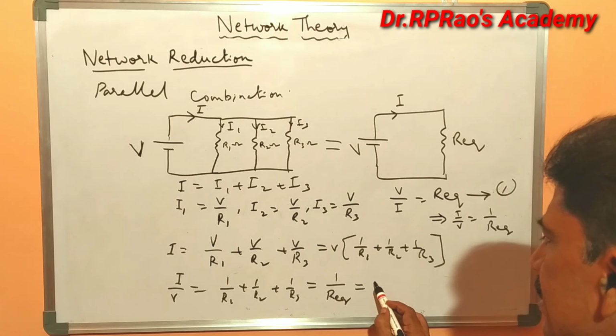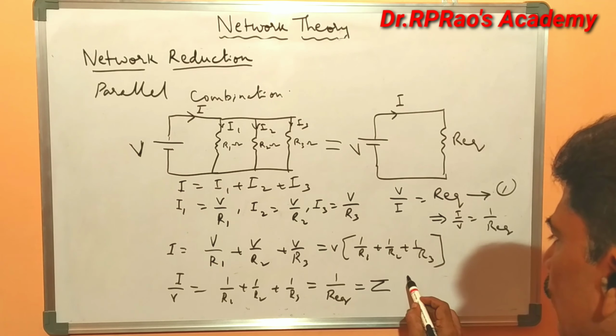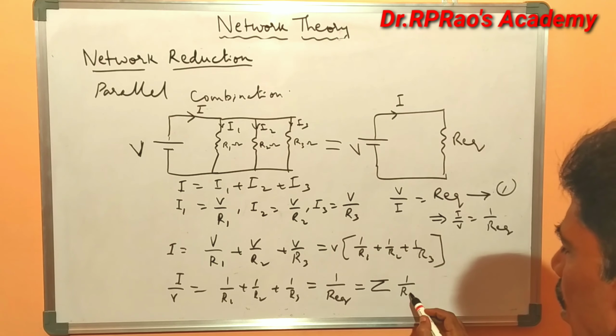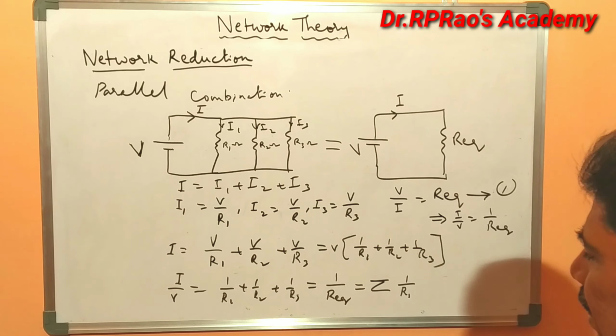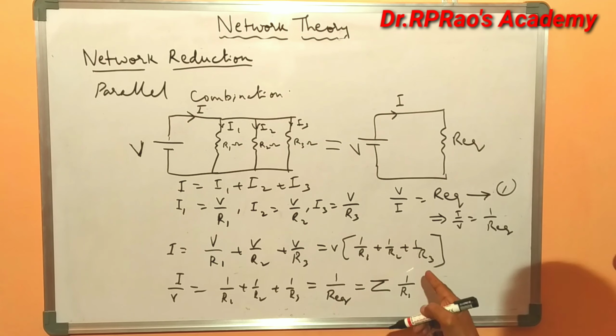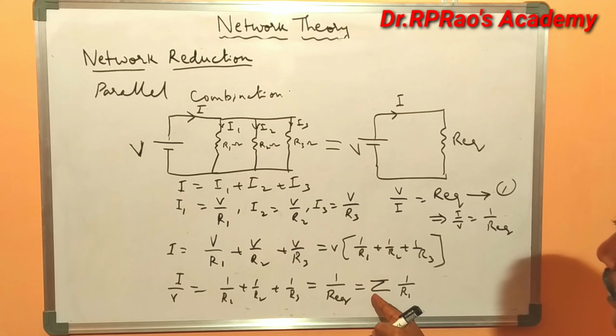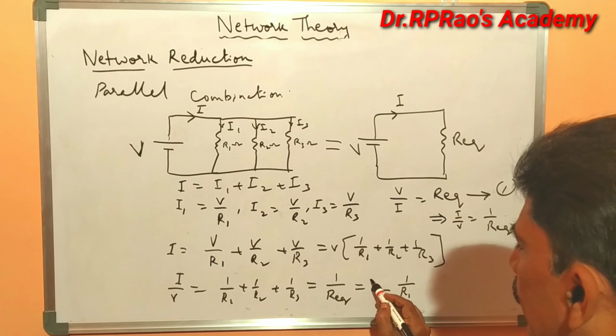So you can write it like this: sigma 1 by R1, or generally we write sigma 1 by Rn, where n varies from 1 to n. In that way also we can write sigma.